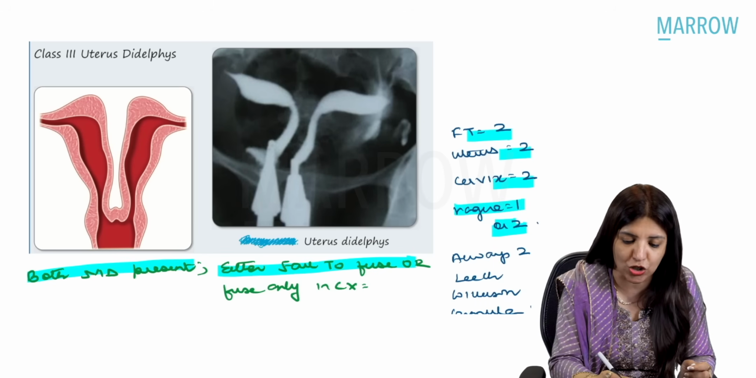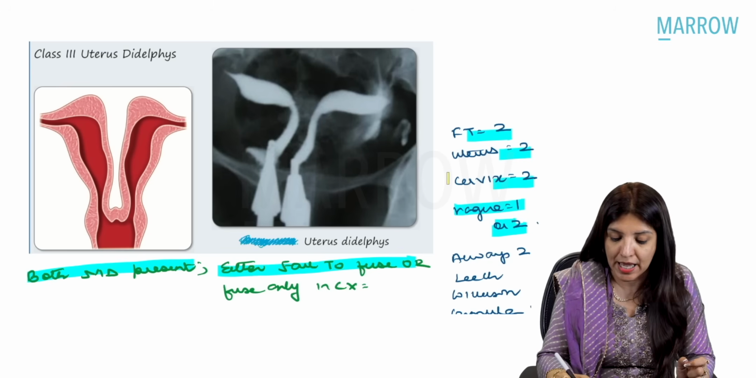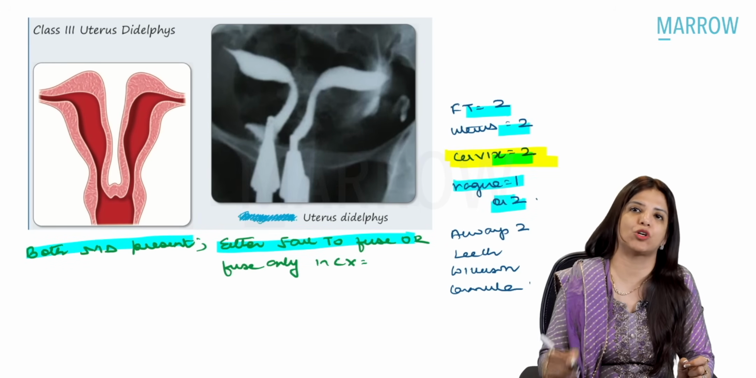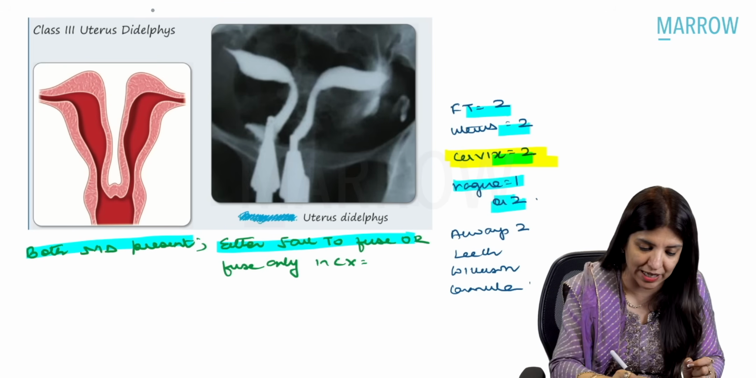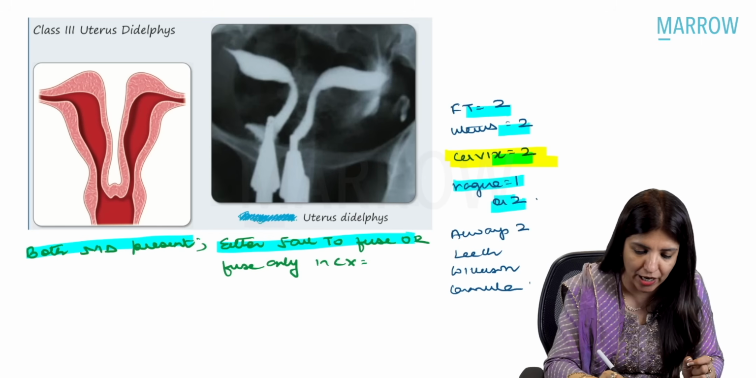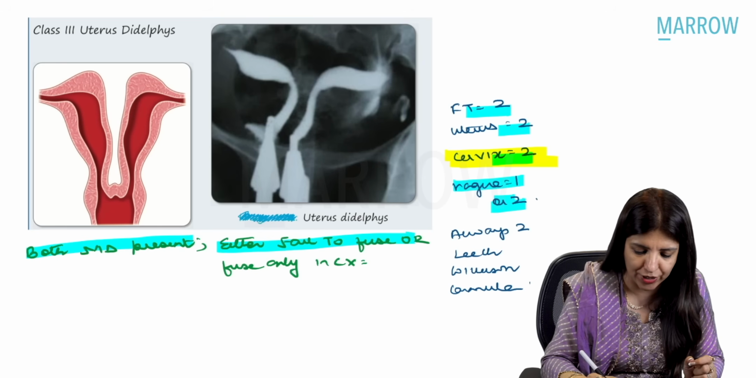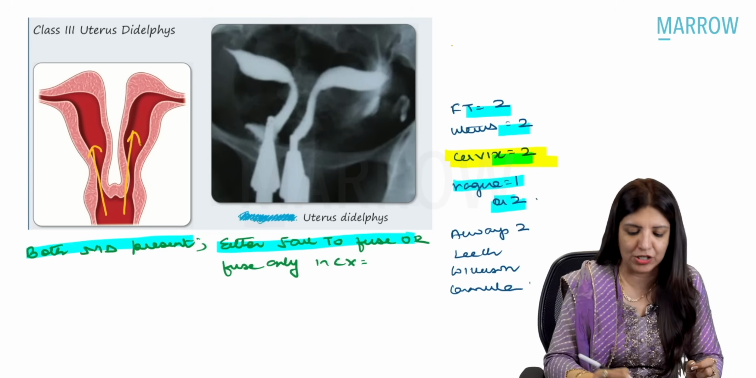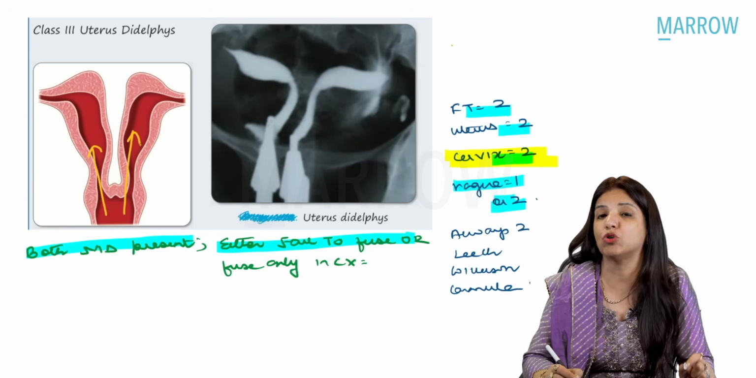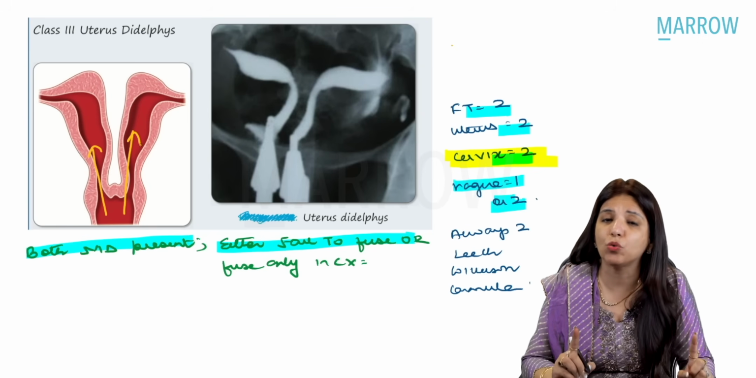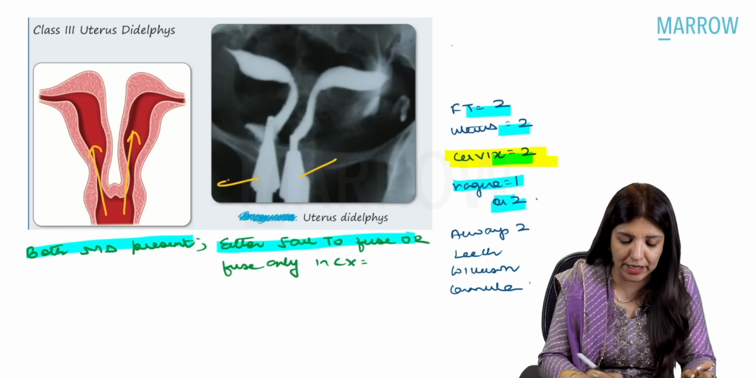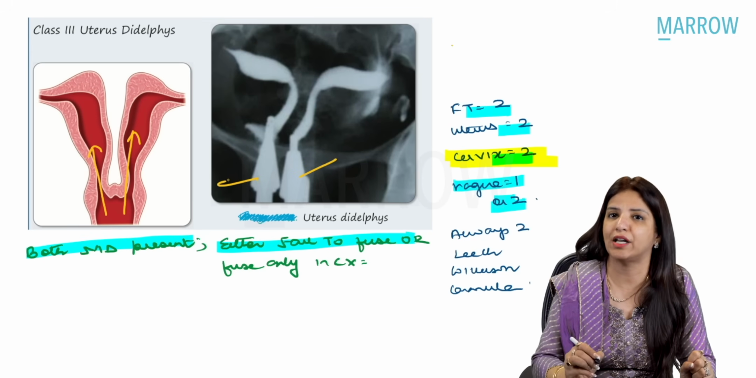The distinguishing feature of didelphic uterus is that there are always 2 cervix. And because there are 2 cervix, that is why I will require 2 Leech-Wilkinson cannulas. So 1 Leech-Wilkinson cannula, 2nd Leech-Wilkinson cannula. So anytime you are getting an HSG where you are seeing 2 Leech-Wilkinson cannulas being used, it means it is an HSG belonging to didelphic uterus.